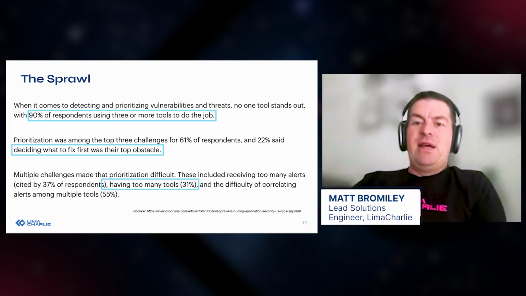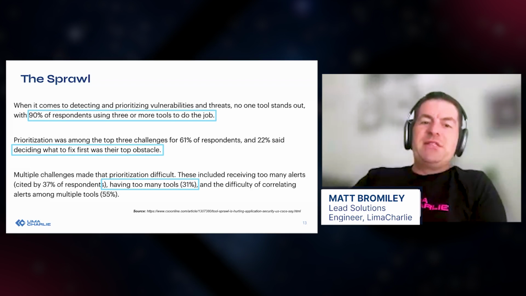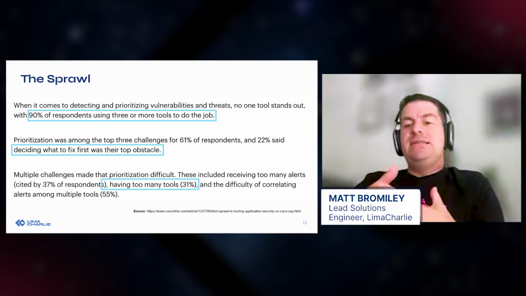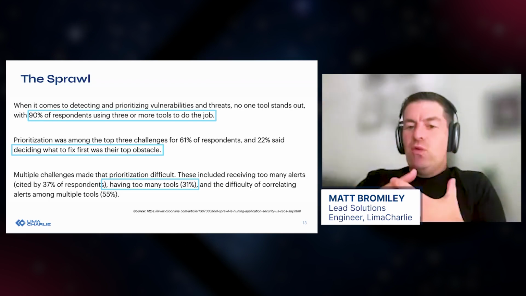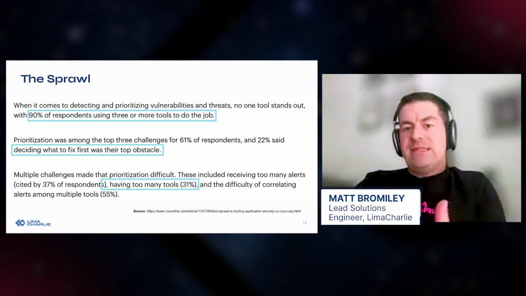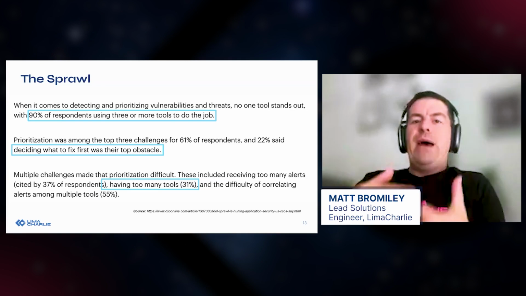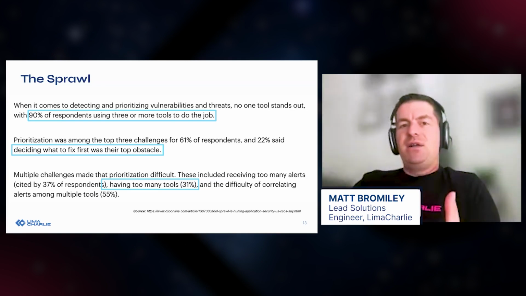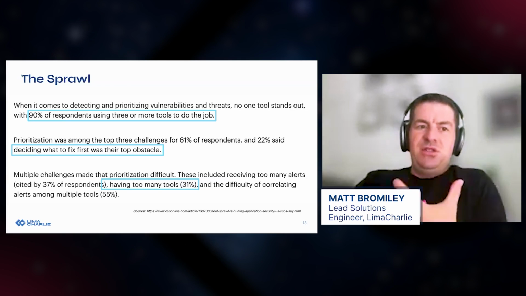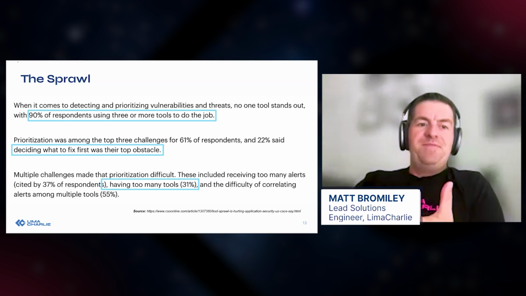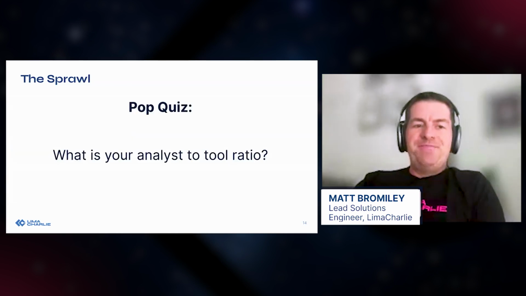When it comes to detecting and prioritizing vulnerabilities, folks found that 90% of respondents used 3 or more tools. One of the biggest obstacles was prioritization, and multiple challenges made it too difficult because there were just too many tools. We weren't aware of where to pull the tools from or where the best data was, or of the difficulty of correlating alerts amongst them. Again, we fall back into the same old patterns of overloading our SOCs and overloading our analysts with just too many things going on, too much sprawl, too much reach. And we want to find ways to bring that down.